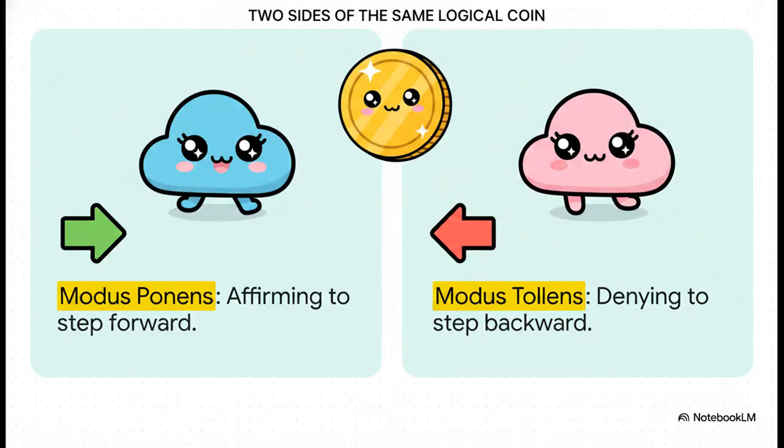Just to really cement this in your mind, think about how affirming the start pushes us forward with Modus Ponens to a true conclusion, while denying the end pushes us backward with Modus Tollens to completely rule out the start. They are literally two sides of the same logical coin. They ensure we can deduce truths whether we're looking at the cause or the effect. You can solve the mystery by either witnessing the crime happening or by finding the undeniable footprint left behind.